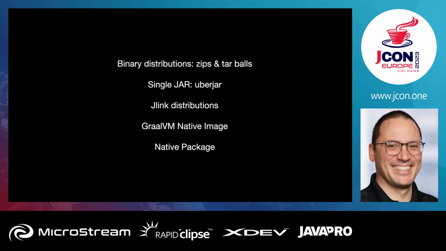GraalVM native images, so you can create native executables for a series of platforms. We can release those as well. And what is called a native package, these are platform installers created using JPackage. JPackage also requires JLink, so you might reuse a JLink distribution, or you can use it from external. And this will allow you to create RPMs and DEBs for Linux, DMG and PKG for Mac, or MSI or EXE for Windows. All these are installers.